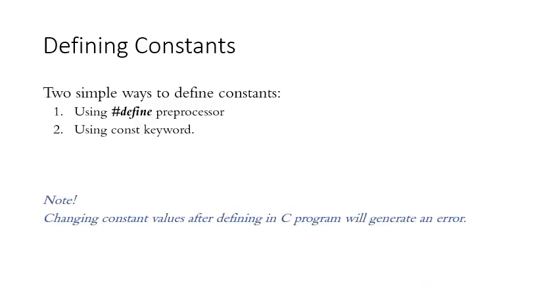There are two ways by which you can define constants. You can use a feature known as a macro definition using the define preprocessor, and you can also use the const keyword. We will discuss each on the succeeding slides.